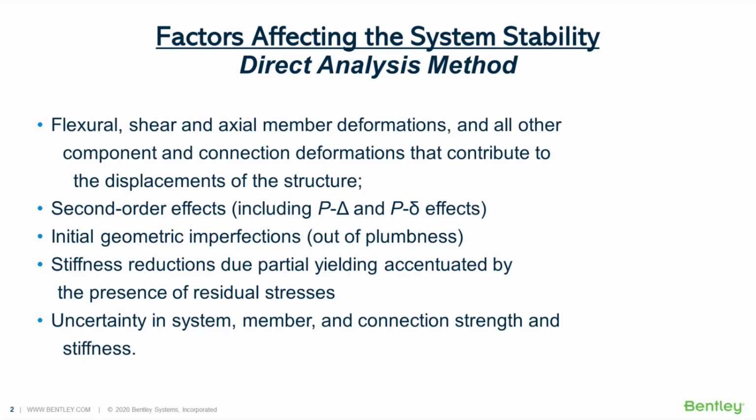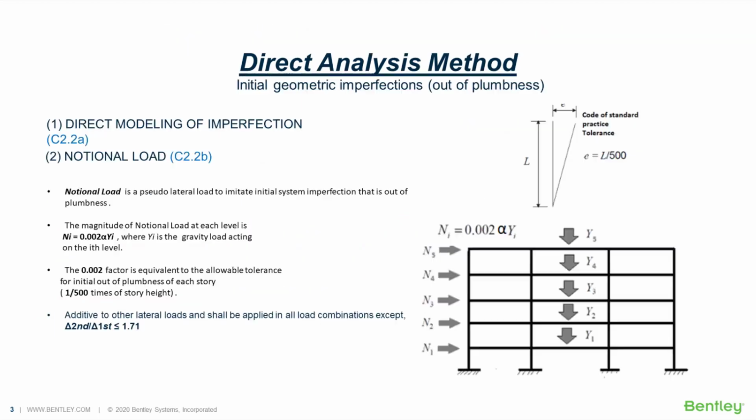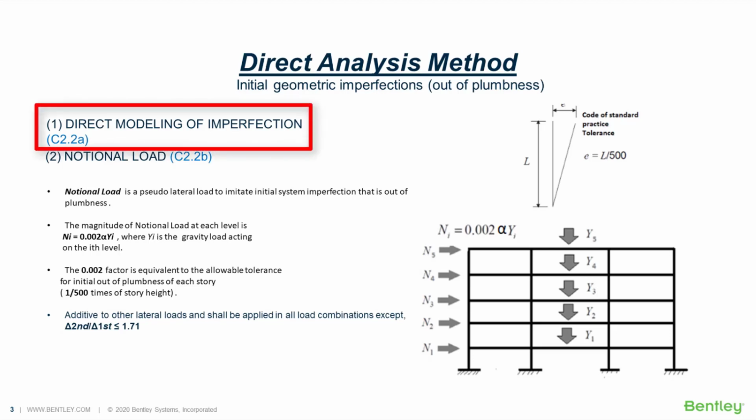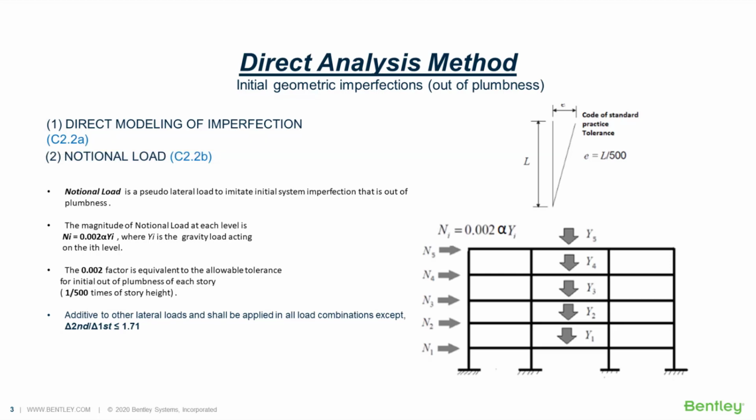Now third is the initial out of plumbness or the initial imperfection. Now AISC specifies two different methods. First is called the direct modeling of the imperfection, where you can directly model the initial imperfection by modeling the initial deformation at the member intersection point, and for this you can refer to the code for more details. Second one is the use of notional load. Now this method is relatively easier and widely used by the engineers.